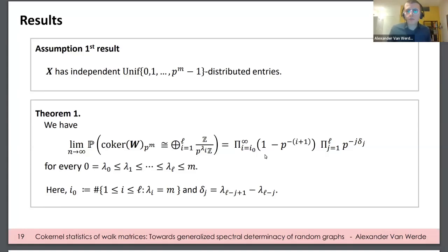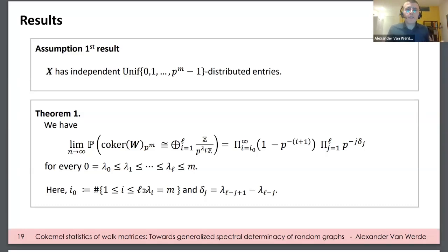Now, to present the right-hand side, let me define the delta J to be the differences between the subsequent lambdas. So the deltas are going to measure how much we increase. And just to simplify the formula, I start at the end, so I work from the end backwards. And then I naught is going to be the number of lambda I which attain the maximal value m, which in some sense is going to be a special case in the proof, although I'm not going to go into too much detail about that.